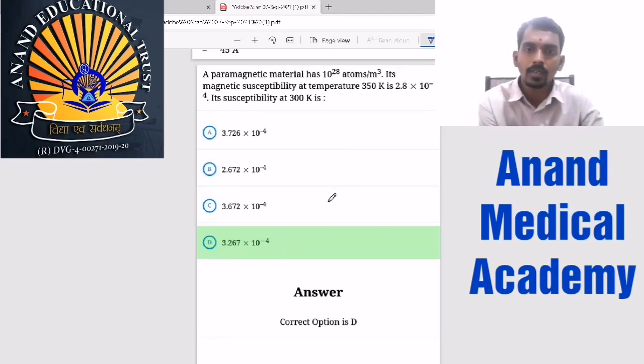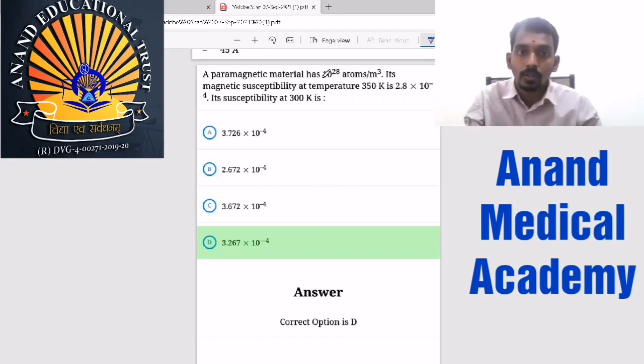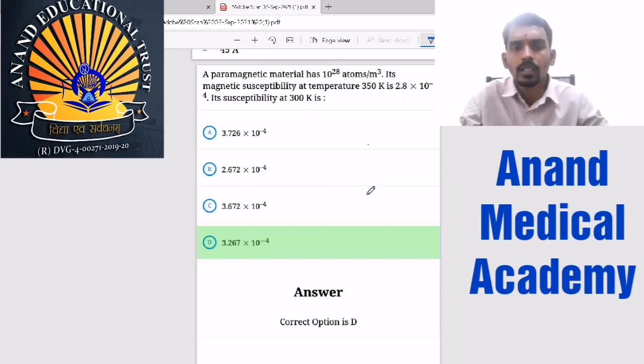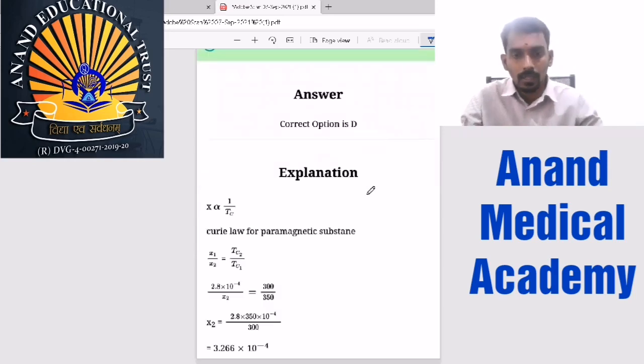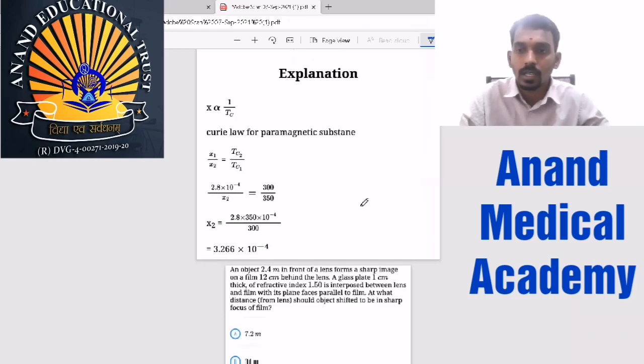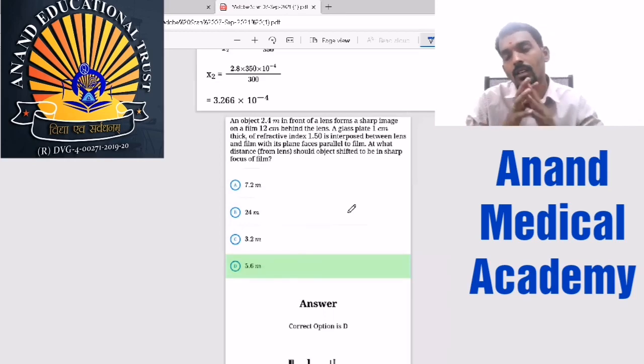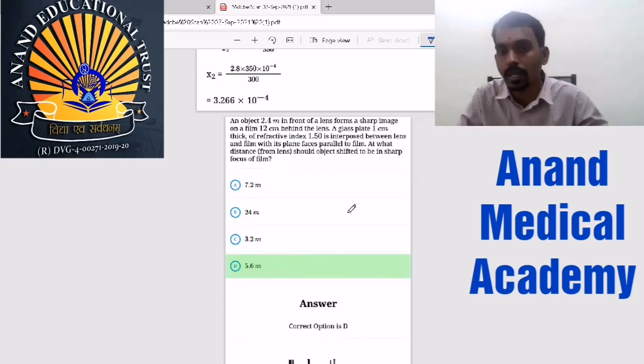Now, a paramagnetic material has 10 power 28 atoms per meter cube. Its magnetic susceptibility. It's a direct question based on Curie's law. So if you know the formula, then you can do it. Curie's law can be applied for paramagnetic materials and ferromagnetic materials also. Sometimes in magnetic materials, they may also ask theoretical based questions on diamagnetic, paramagnetic and ferromagnetic.